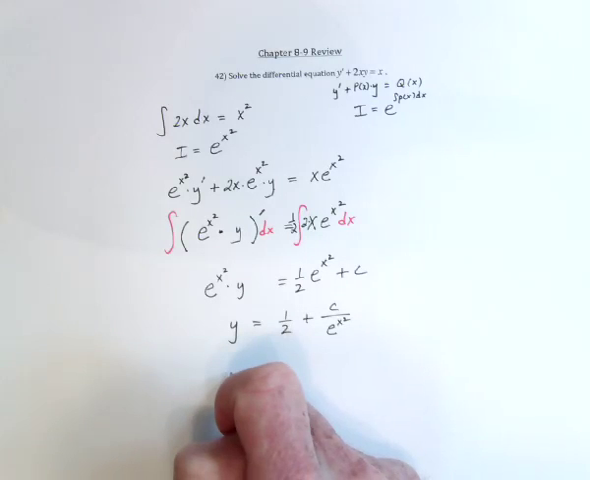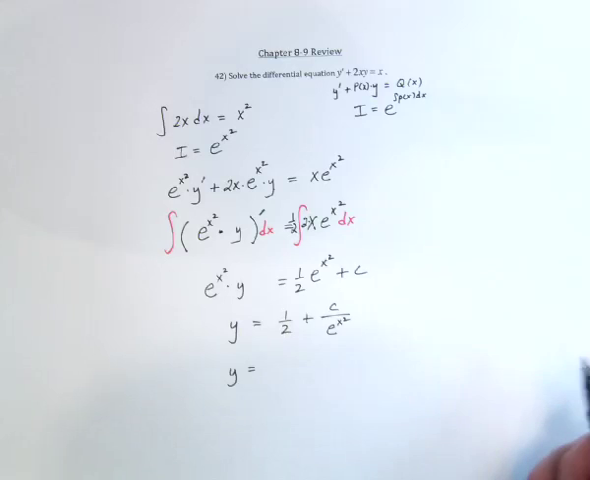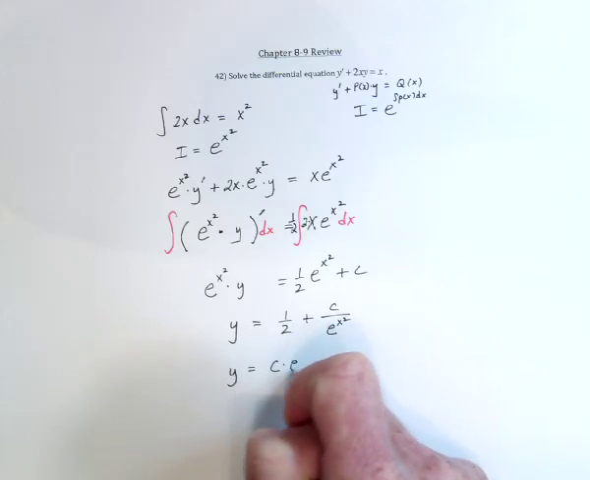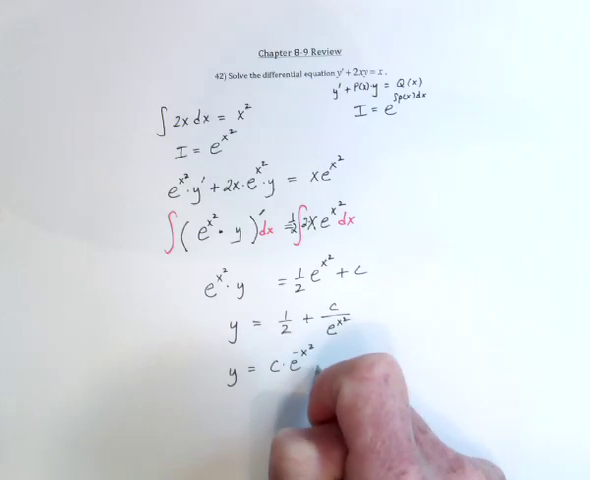And most likely, if you look in the back of the book to see an answer, they wouldn't leave it like that. They would most likely write it as c times e to the negative x squared plus 1/2.